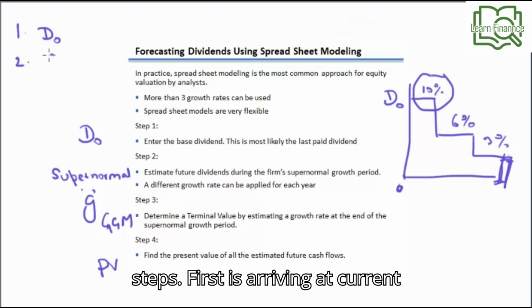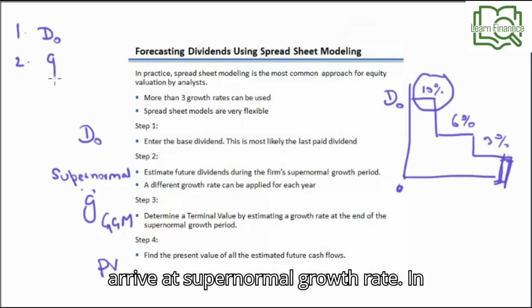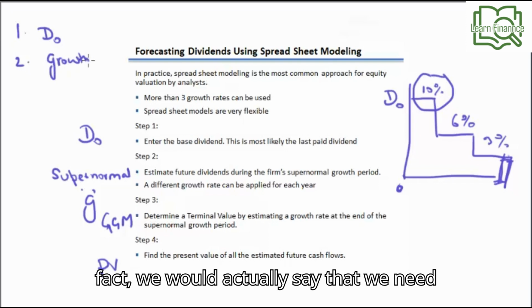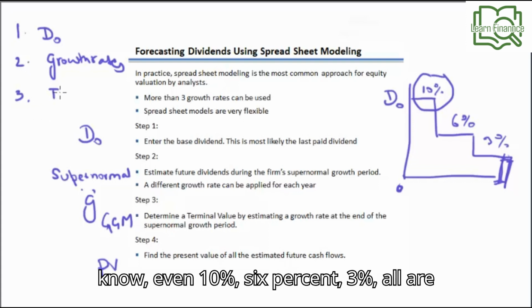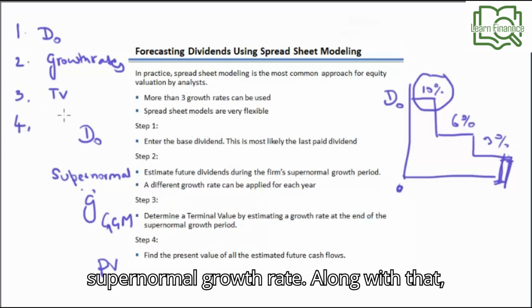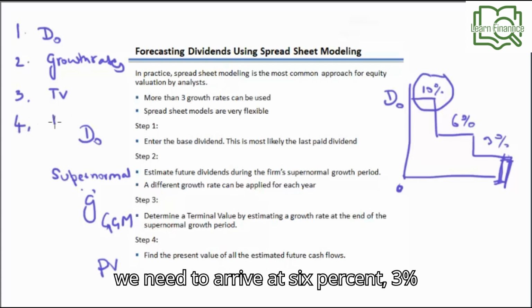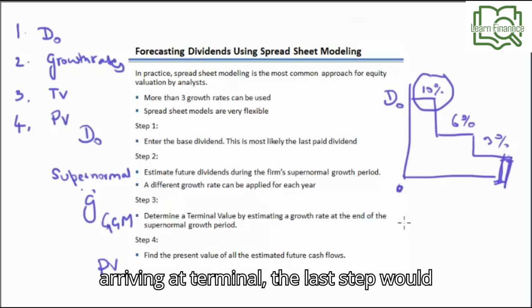First is arriving at the current dividend, the last dividend paid. Then we arrive at the supernormal growth rate. In fact, we would actually say that we need to arrive at all the growth rates. Even 10%, 6%, 3%, all are required here. It's not just the supernormal growth rate. Along with that, we need to arrive at 6% and 3%, the growth rate in perpetuity, and then arrive at the terminal value.